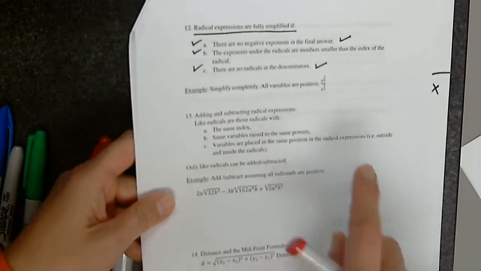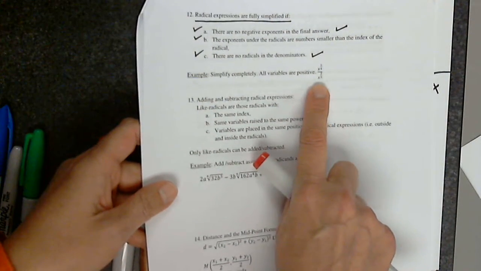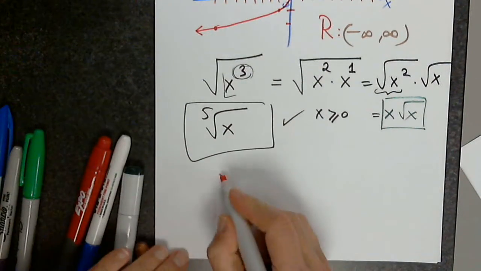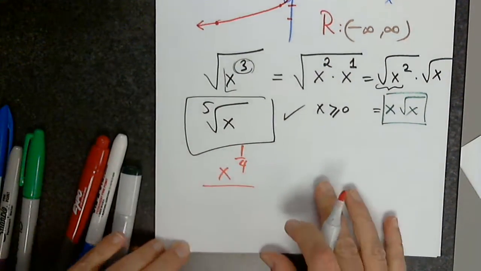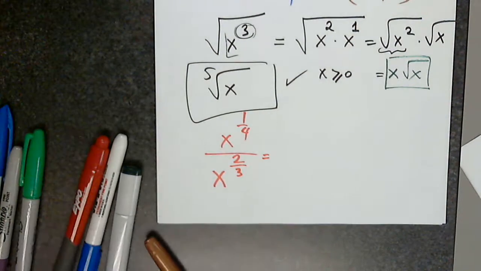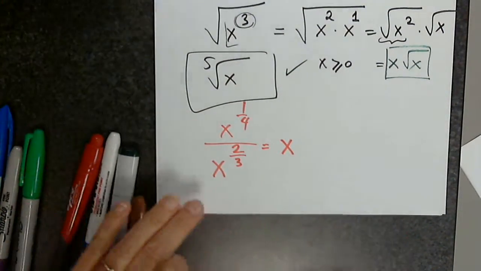Okay, so let's work on this problem. So x to 1/4 divided by x to 2/3. I copy the base. What do I do with the exponents?